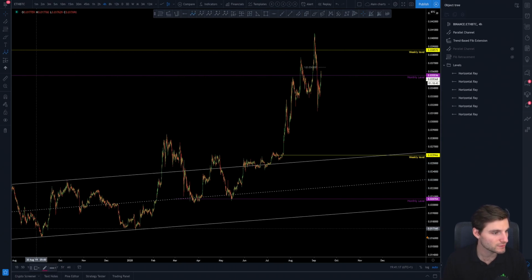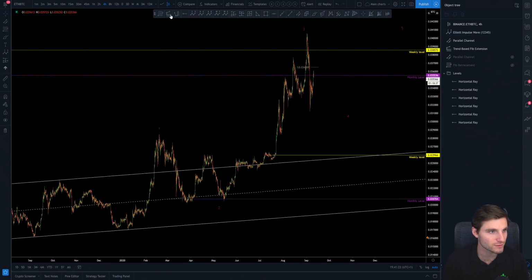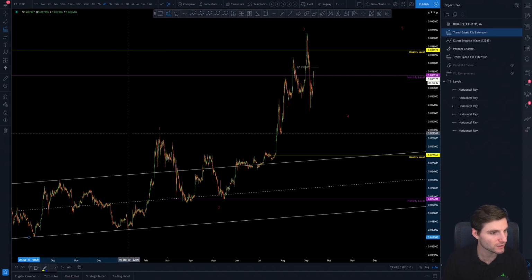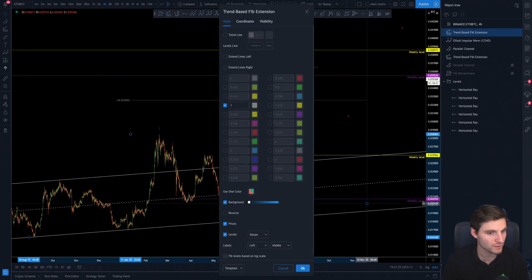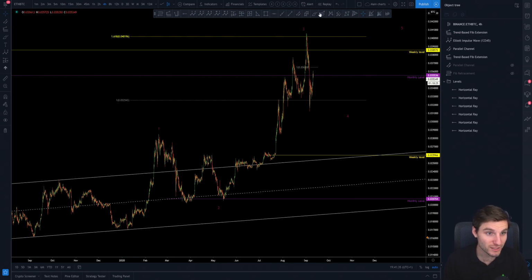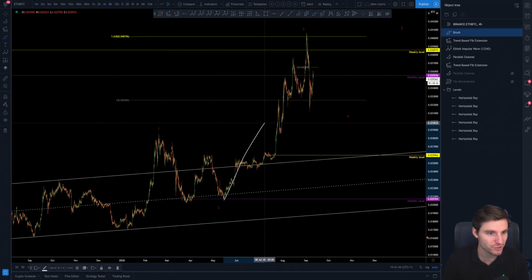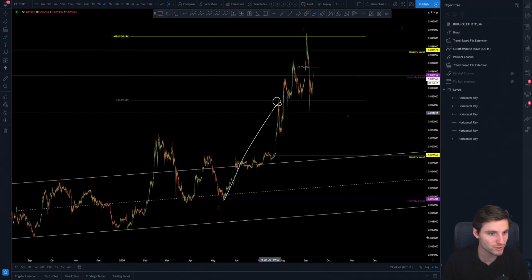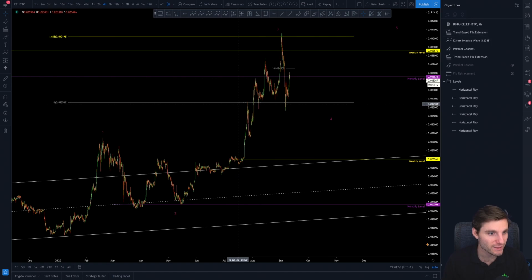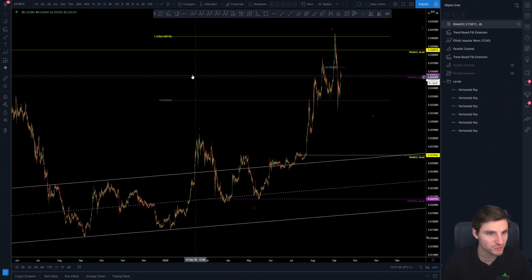I wouldn't call this correct, but I'm just going to look for some form of targets off of this. So that's really, really nice when you see that. If you do an expansion of the first impulse to the end of that secondary correction, and you look for the one-to-one, you see the respect of the one-to-one went literally to the wicks before a 12% pullback. And then you verify this on the 1.618.